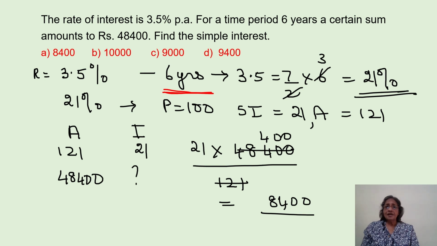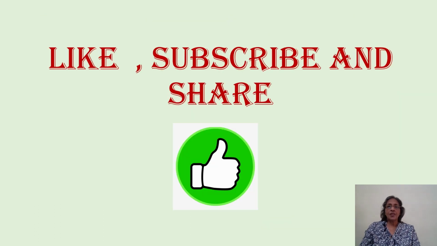See what we have done here. I have taken the rate as 3.5%, but now this rate is only for 1 year and we are given a time period of 6 years. So directly from there, I'll get my answer as 21%, taking the principal as 100. Now you could have done this even by the percentage method. In either case, whichever method you do, your answer is 8,400. Correct option is the A option.